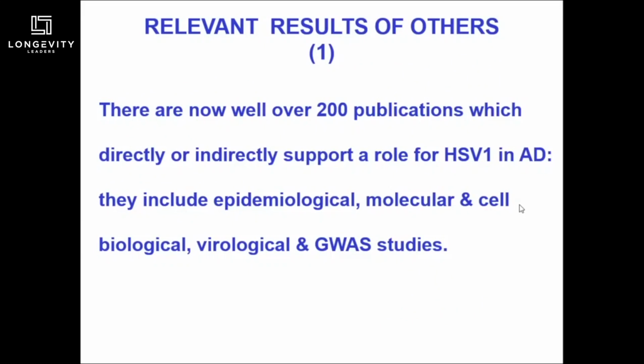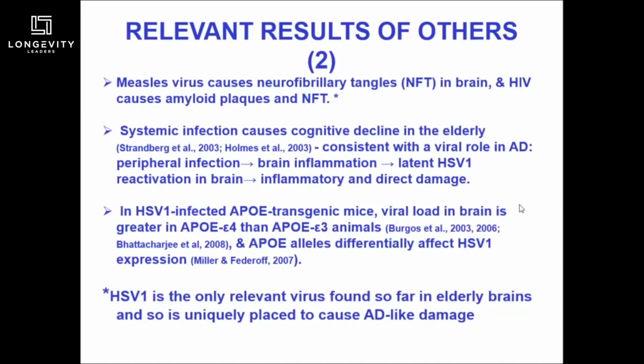I've said a variety of methods. Secondly, there are a number of results of others. This is just really going through the various methods they've used. I won't dwell on that because I've mentioned it, but measles virus causes neurofibrillary tangles and HIV causes amyloid plaques and neurofibrillary tangles. So other viruses can cause this sort of damage, but HSV1 is the only relevant one found so far in elderly brains.